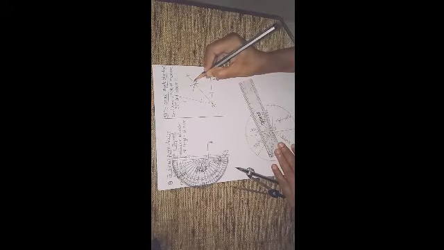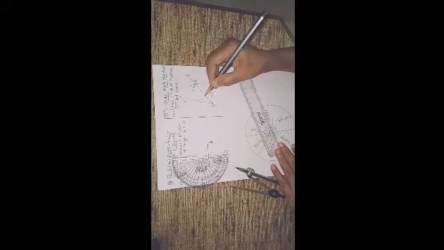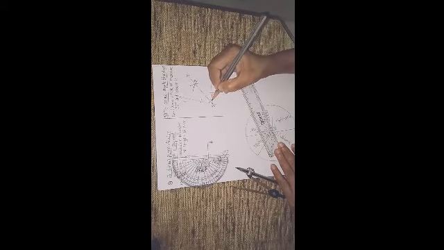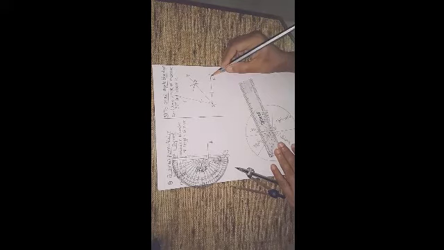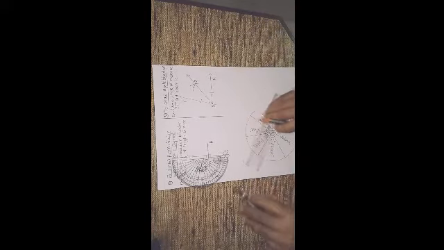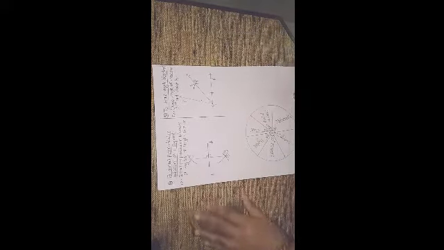Here give the name S. So this way we constructed it. The angle is bisected. So here show the same symbol. So this way we bisected the given angle. Okay. Now let us see the next construction.